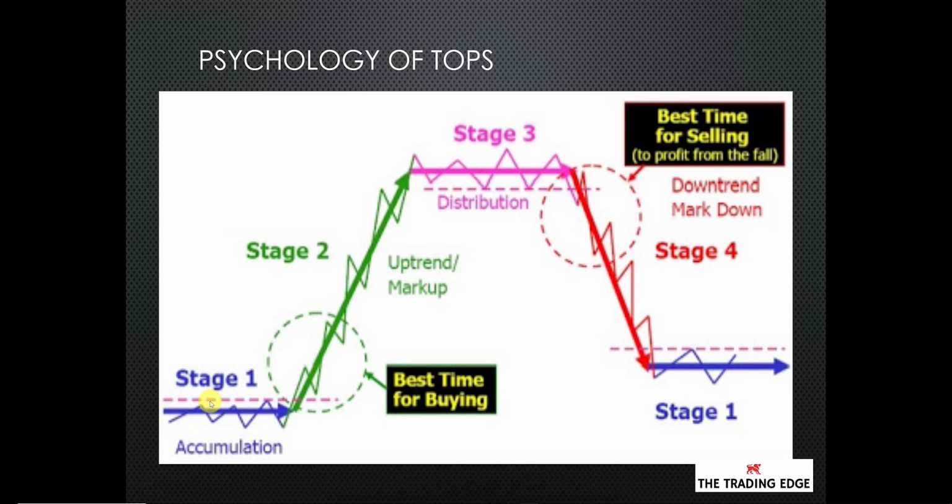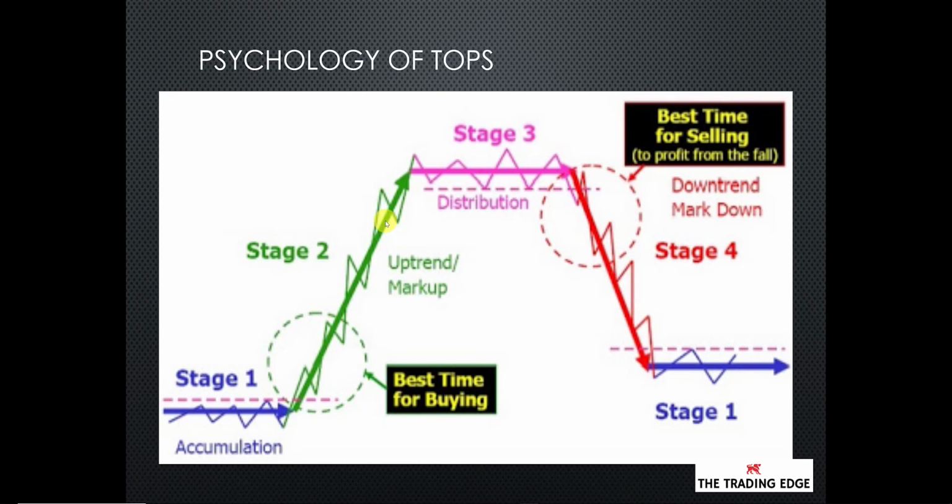Once the price starts to climb upwards, that's when retail traders and other regular traders begin to get involved. That's called stage two. If you get in early in the stage, that's the best time to be buying. It's called the uptrend or markup stage. Usually the worst time to be buying is somewhere up in the top end of the range. The hard part is, how do you know you're at the top end of the range? That's always the challenge with trading.